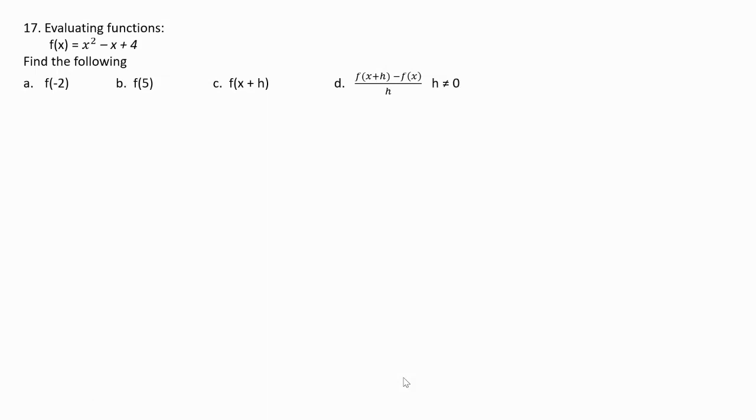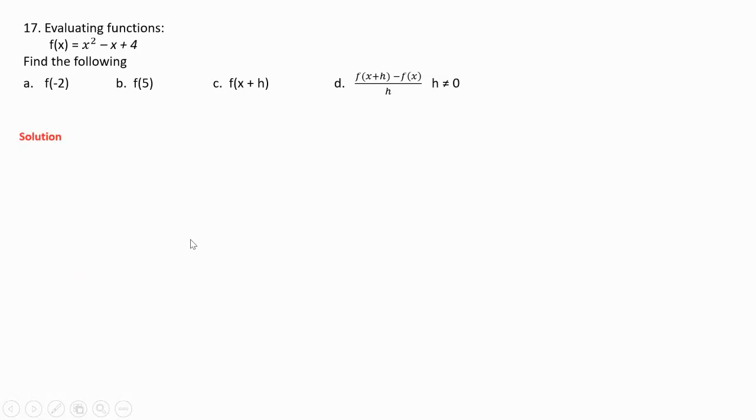Number 17 is evaluating functions. For A, they want you to evaluate f of negative 2. For B, f of 5. For C, f of x plus h. And for D, f of x plus h minus f of x, over h. And h cannot equal 0, because if h is 0, it will be undefined.